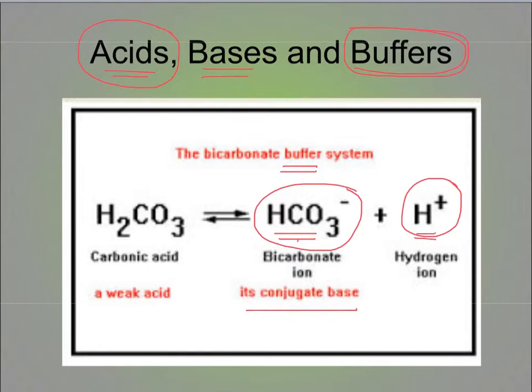The bicarbonate ion can grab it, and instead of being bicarbonate, these two things together become carbonic acid. But carbonic acid is a weak acid, and so it doesn't ionize, it doesn't give up the hydrogen that it has picked up. And so it holds the hydrogen ion out of solution and keeps the pH from lowering, from becoming more acid.